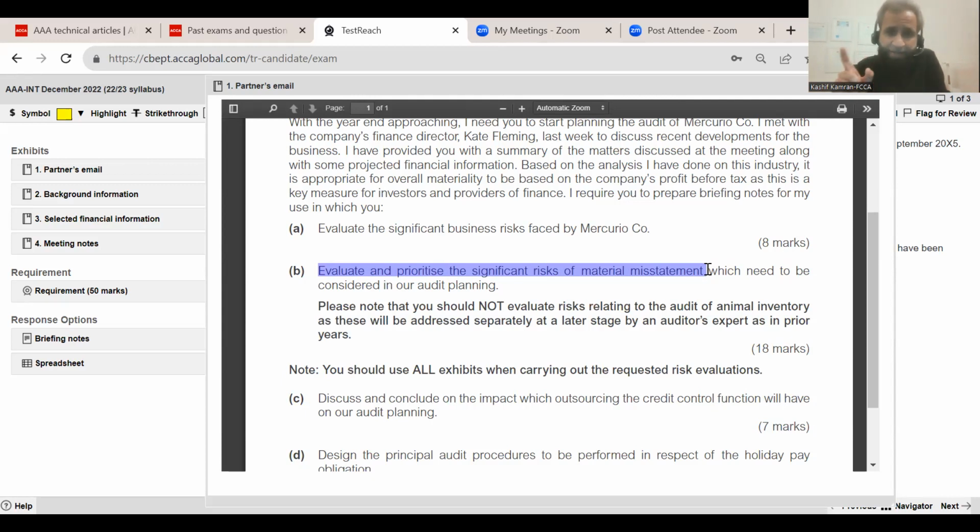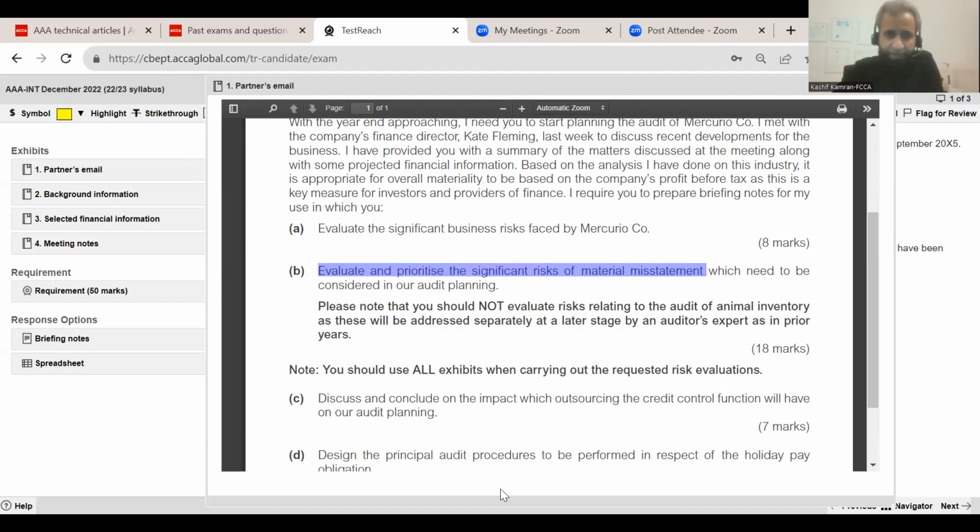We didn't find prioritize in business risk. So business risk shouldn't be prioritized. It's only about significant business risks you're extracting from the case material and writing them down. But in the case of ROM, there are 2 things. One is the significance, and with the significance, you need to prioritize them in order from most important to least important, or most significant to least significant. How would you do that?